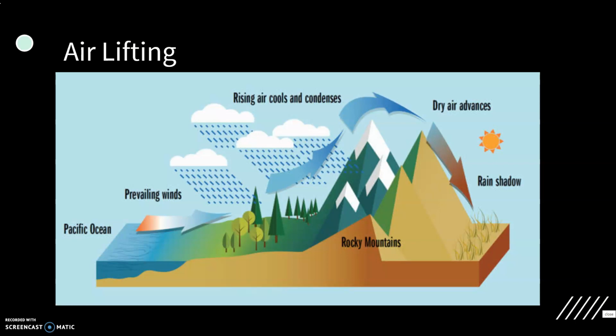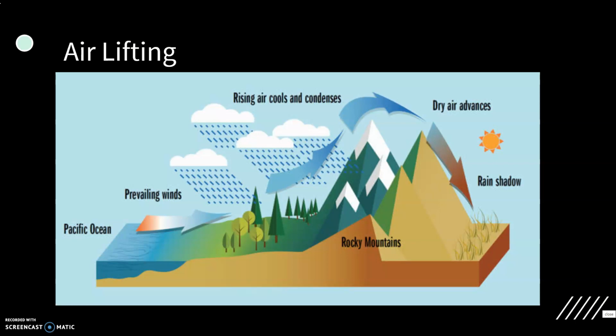This is where air is forced to rise over a mountainous barrier. This can also bring precipitation to the windward slope. By the time the air reaches the leeward side, most of the air moisture is gone, resulting in a desert.